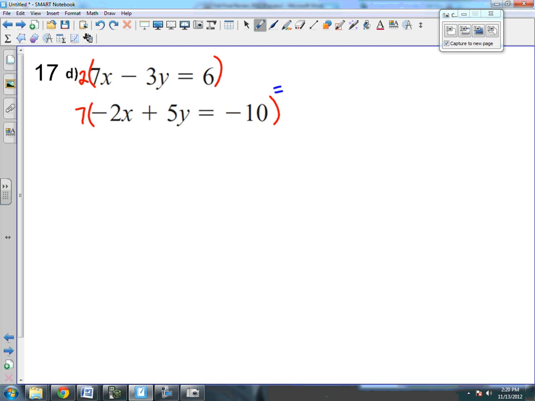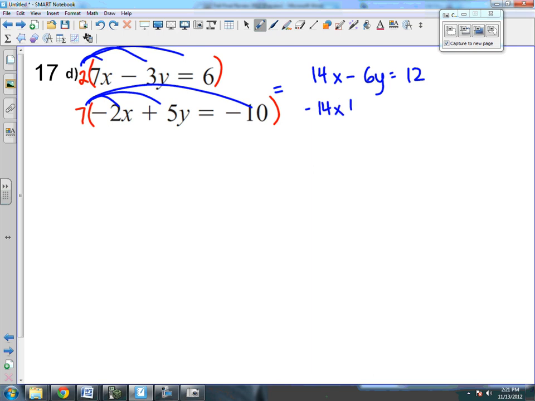So I'm going to distribute the 2 to every single term, and that's typically a problem where students sometimes forget to distribute it to everything. Maybe they miss the constant term out there, but you've got to multiply everything by that 2 that is in front. So this is what I get. 14x minus 6y equals 12. And I'm going to do the same on the bottom. So 7 times everything. 7 times negative 2, negative 14x. 7 times 5, 35, and 7 times negative 10 is negative 70.